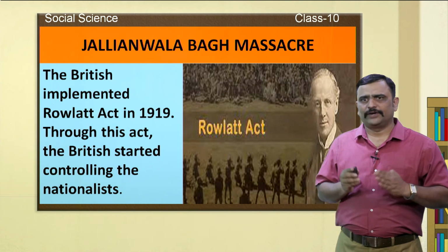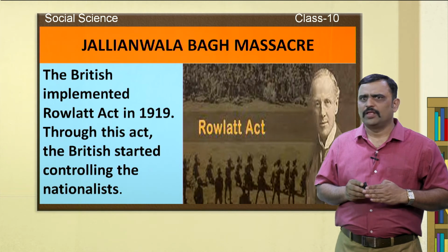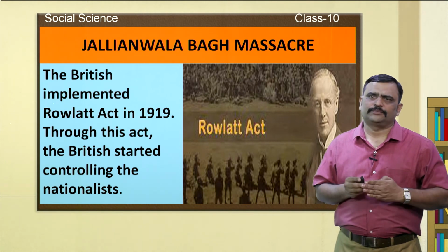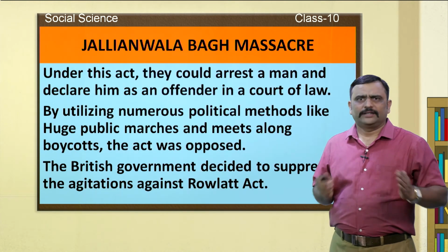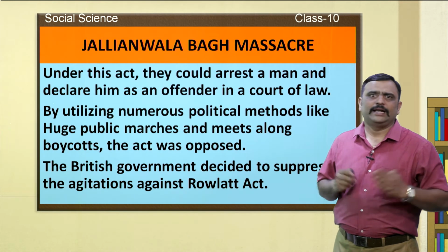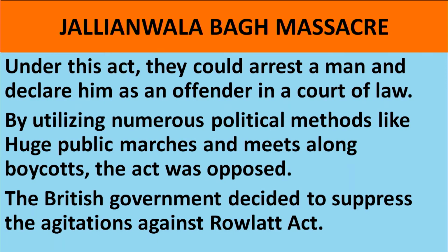Gandhiji and other freedom fighters planned a very large, mass scale protest against the Rowlatt Act. Under this act, they could arrest a man and declare him as an offender in a court of law. By utilizing numerous political methods like huge public marches and meets along with boycotts, the act was opposed. The British government decided to suppress the agitation against the Rowlatt Act.